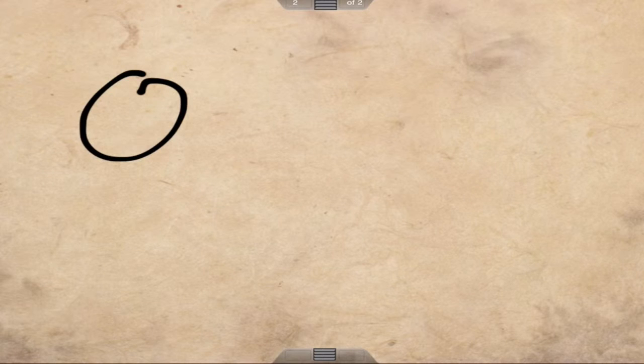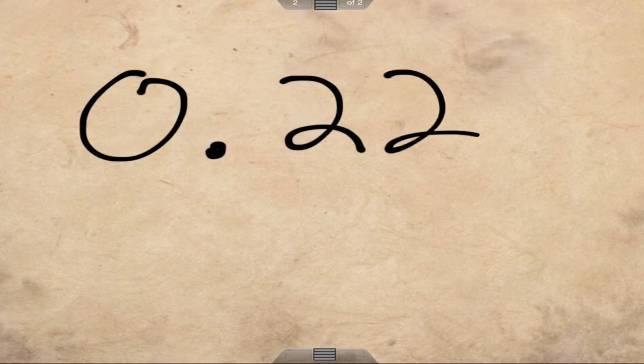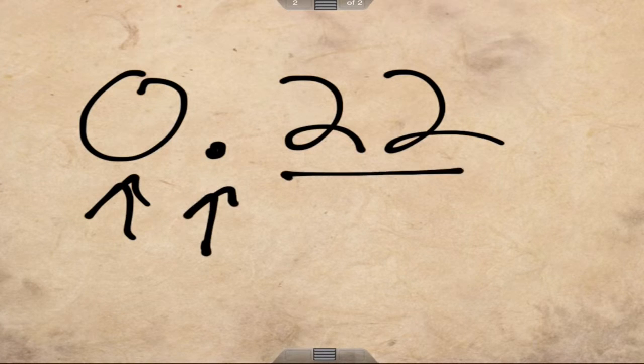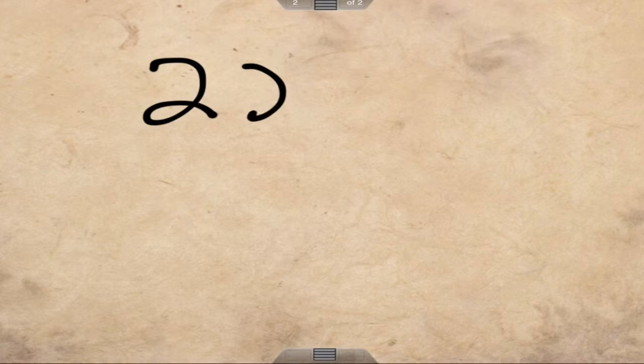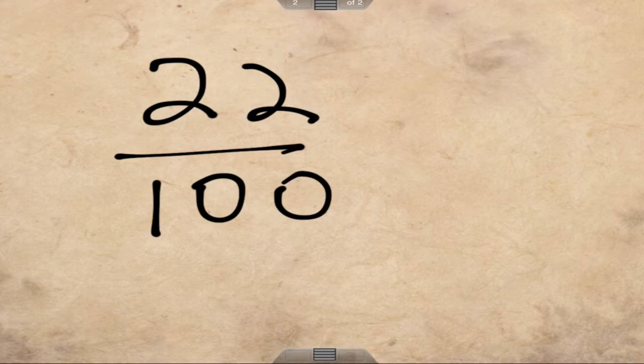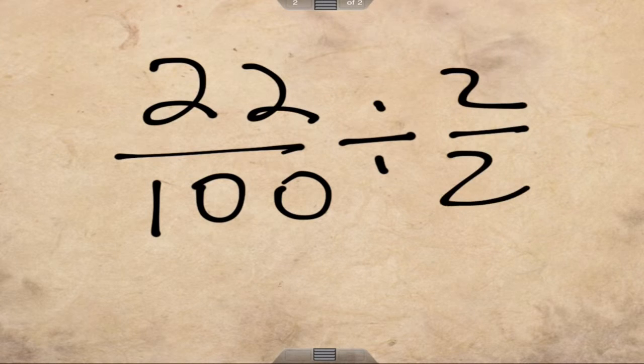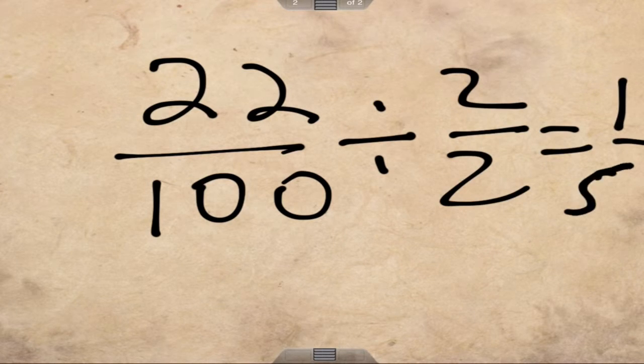So let's look at another one. If I have 0.22, 0.22 is 0 and 22 hundredths. If you hear 22 hundredths, it's 22 over 100. Well, I look at it and I see that they're both even numbers. If they're both even numbers, I can divide the numerator and denominator by 2, and if I do that, I have 11 over 50. There we go, 11 over 50.